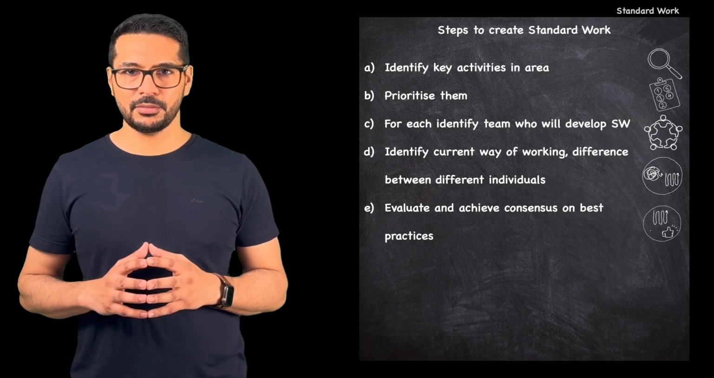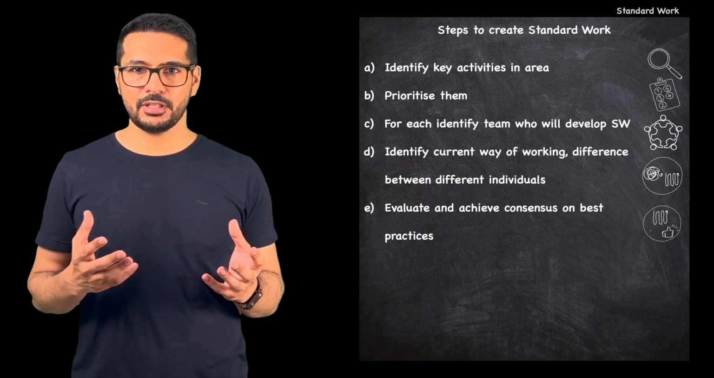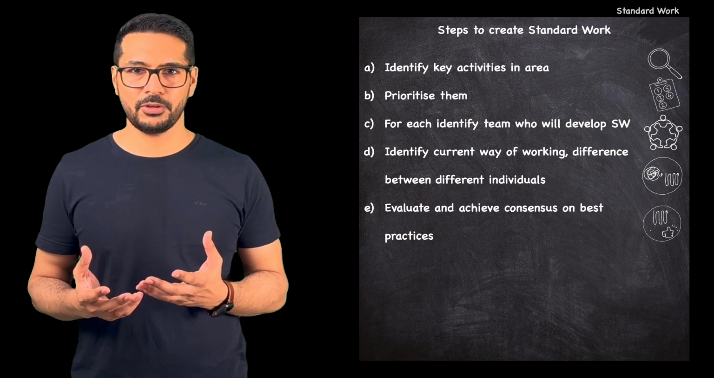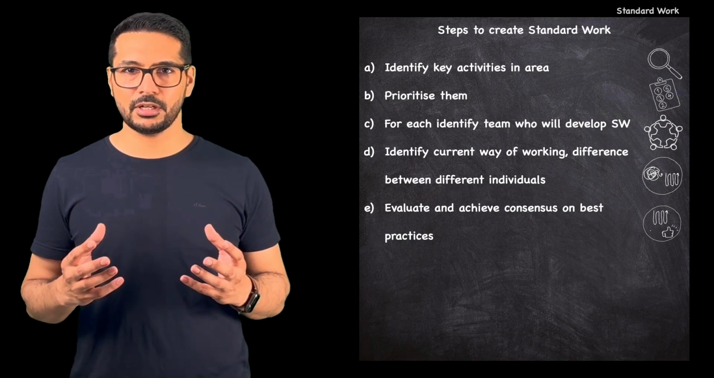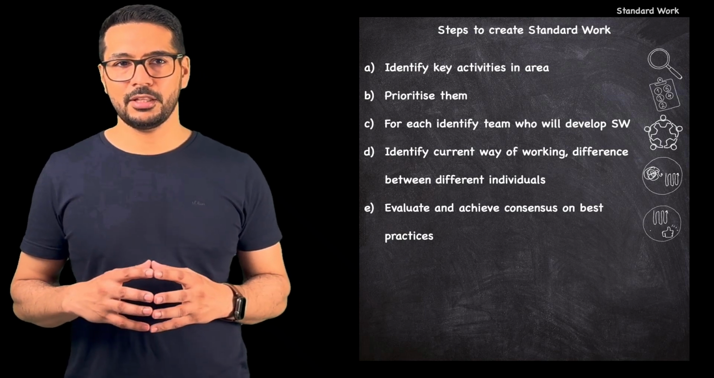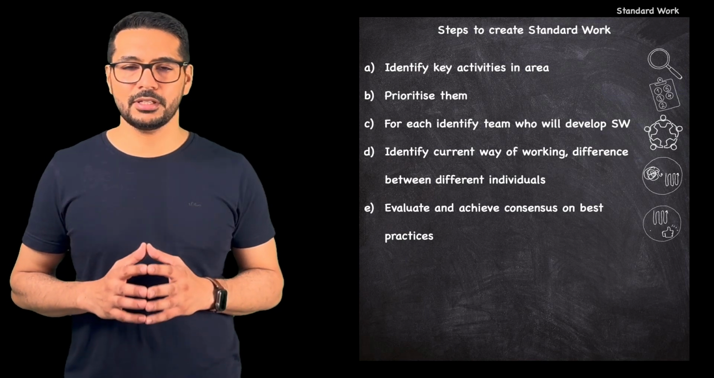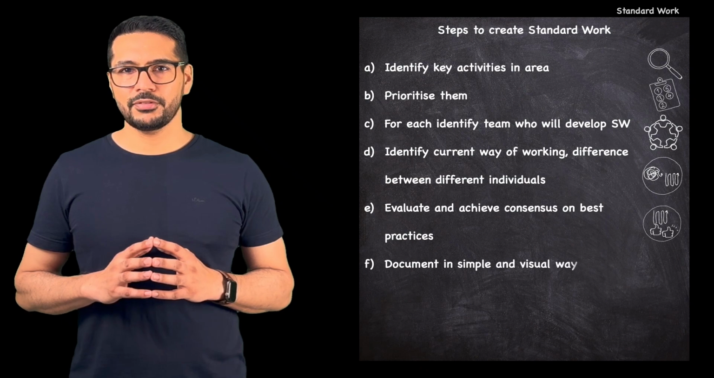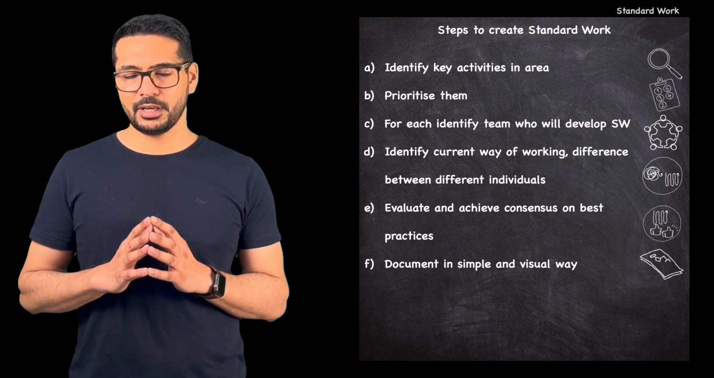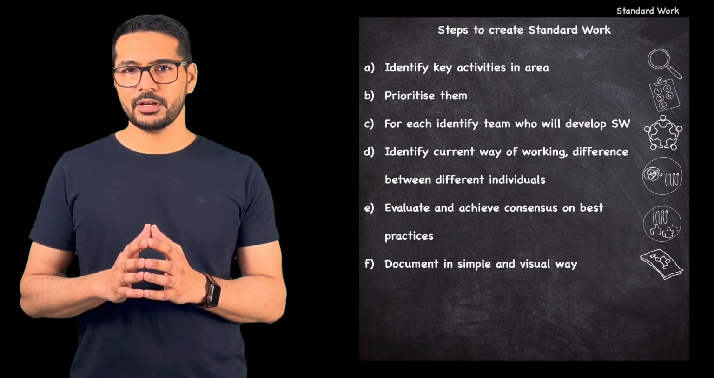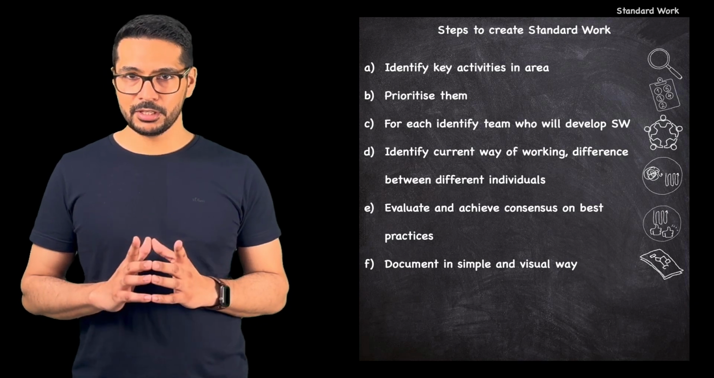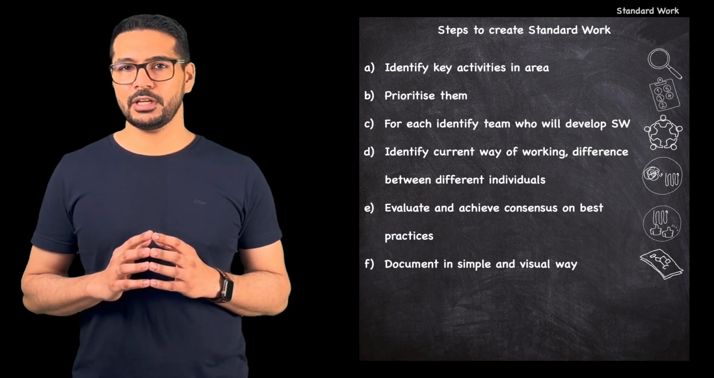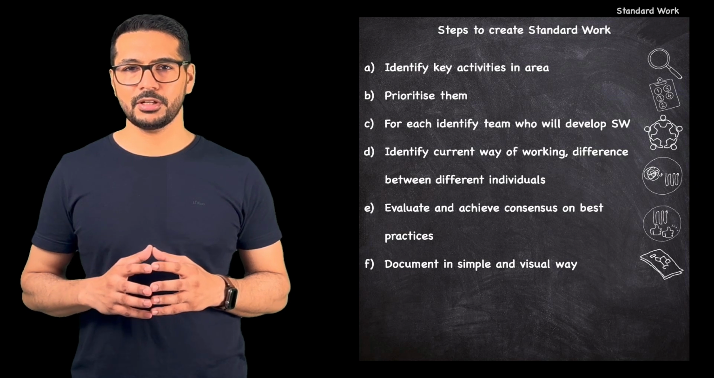This is key, because everybody might think the way they are doing things is the best way, but we have to achieve consensus and prove that this is the best practice at the moment to perform that activity. Once we have defined this is the way to work, the next step is to document best practice on one page in a visual way, which is very easy to understand. We'll see the example in a few minutes.